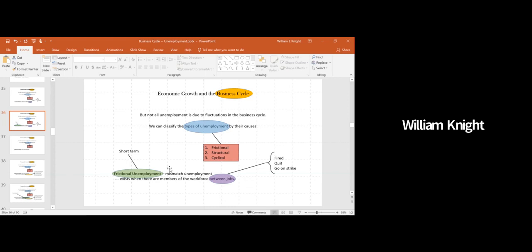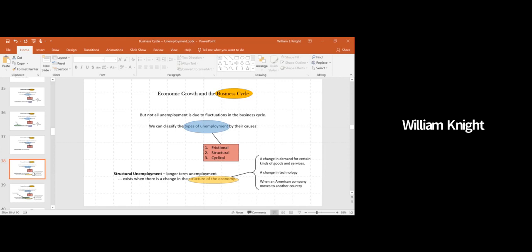But eventually this friction is overcome and they work it out. And that's why frictional unemployment tends to be short-term unemployment. But it's important to realize that frictional unemployment exists not because there's something wrong with the economy. Now, here's another type of unemployment. And this unemployment also exists not because there's something wrong with the economy. This is called structural unemployment.